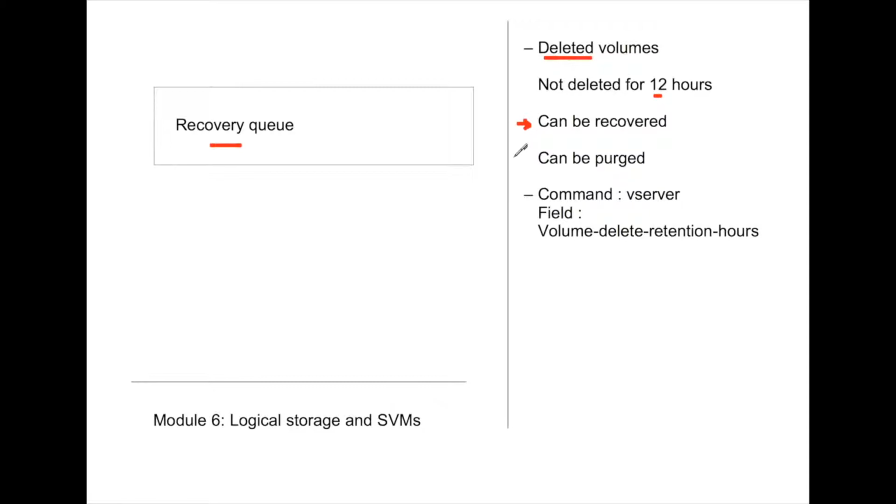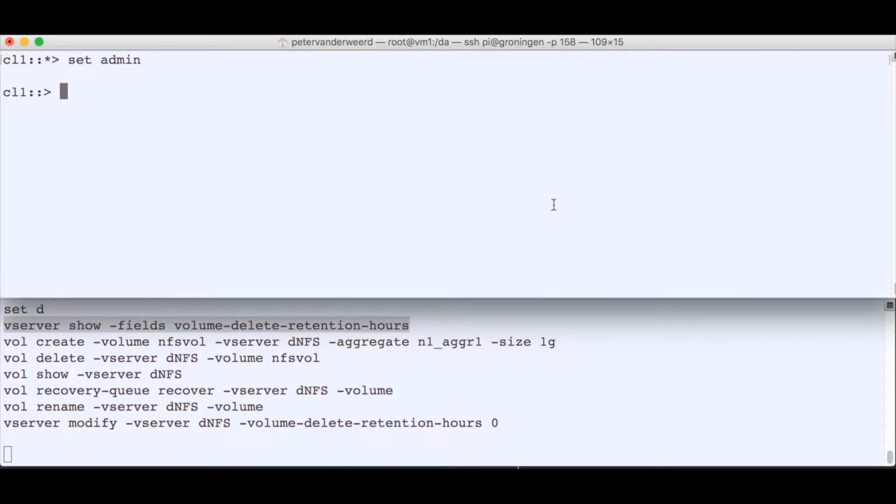So if you do that, you can list your volumes and you'll see the deleted volume, which will have the status DEL, D-E-L. And you can recover the volume, or you can purge the volume, so actually delete it, or you can purge the entire volume queue. Recovery queue can be purged as well. That means that you will actually delete the volumes. The command you use for that is the command vserver, and the field that you use is volume delete retention hours.